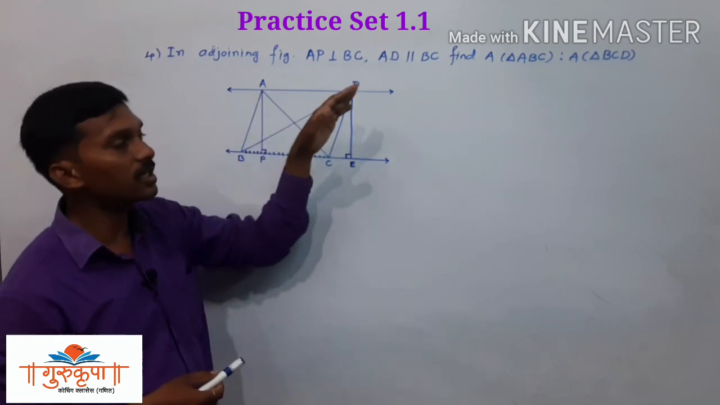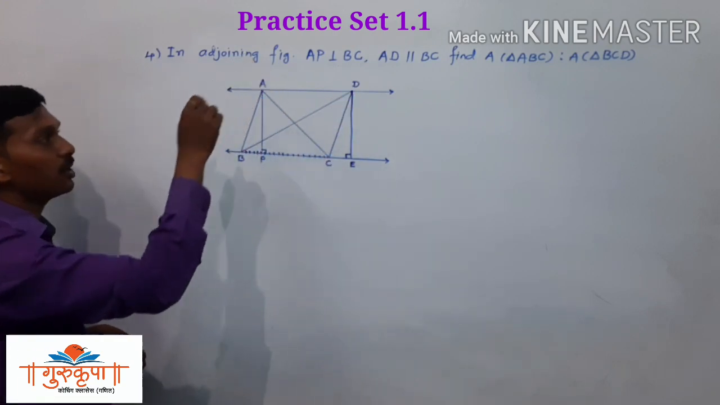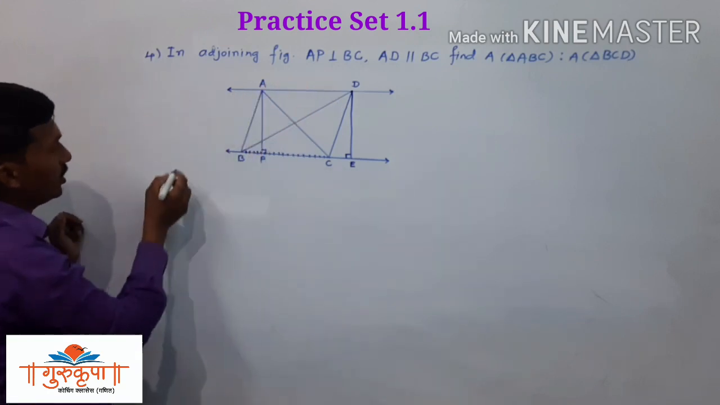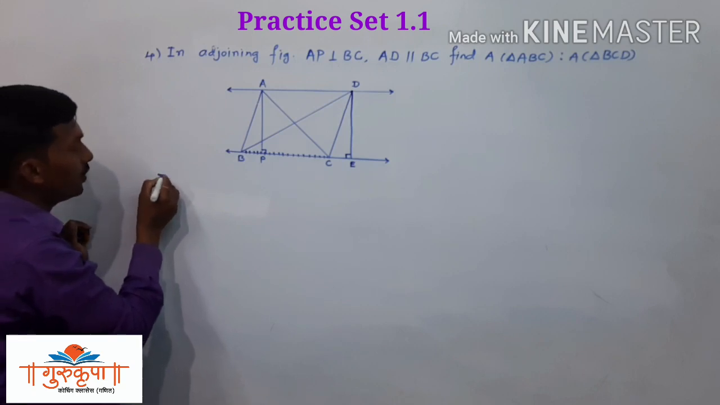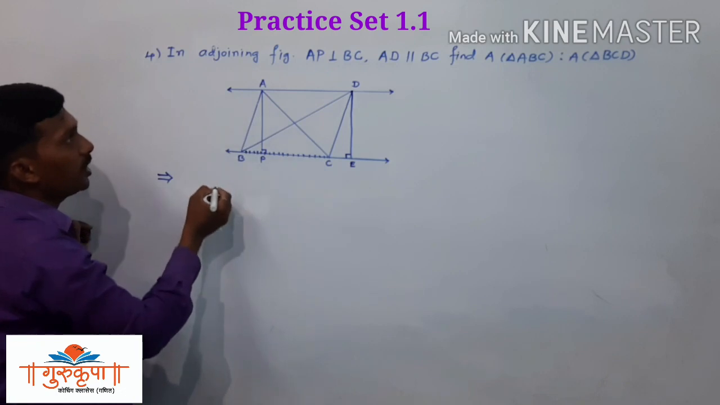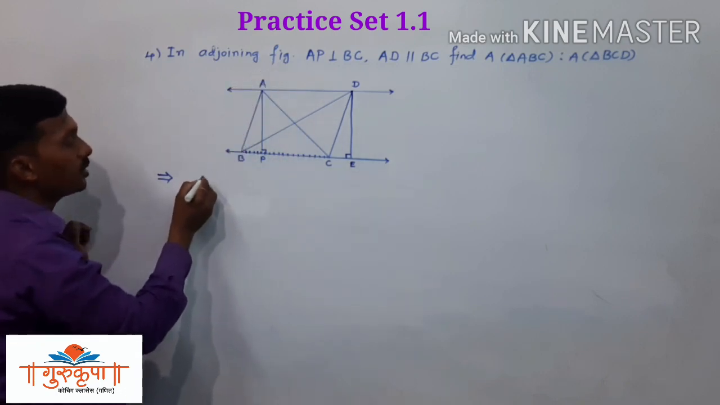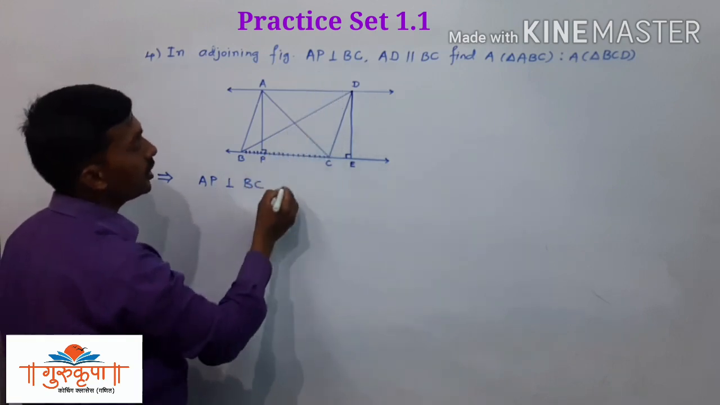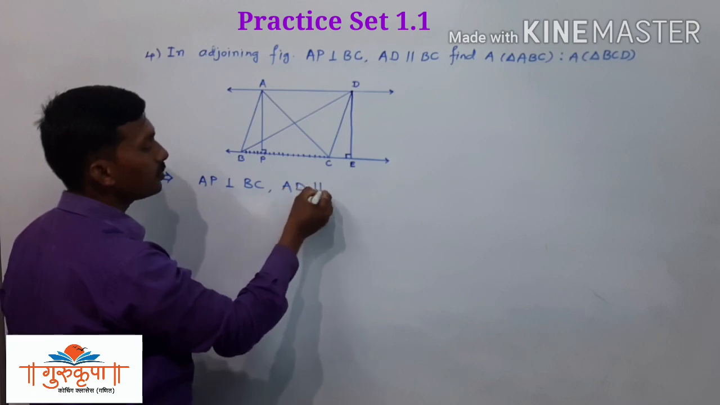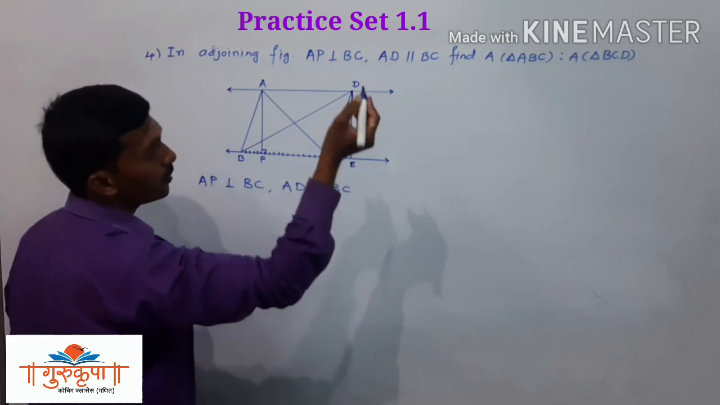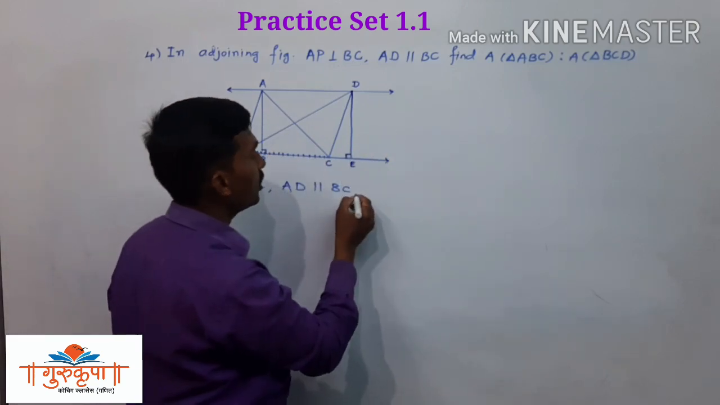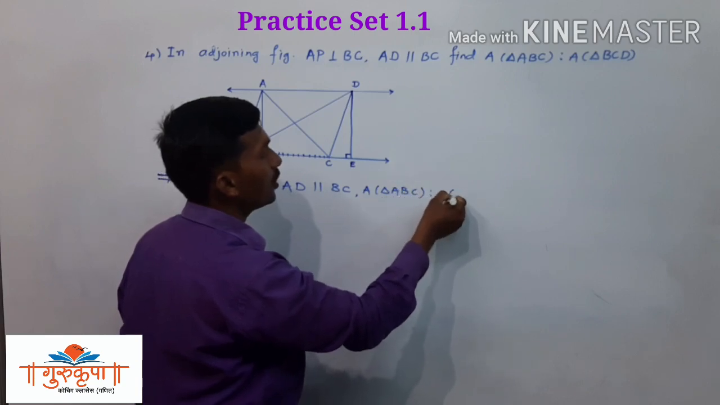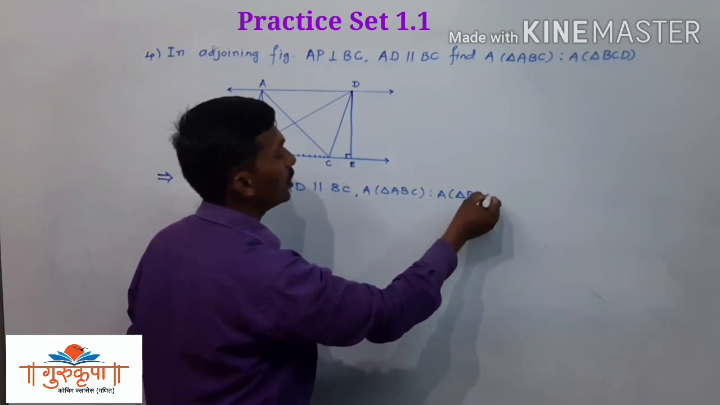Now we just have to write the answer here. We will first write the given information, and then we will find the ratio of the areas of the two given triangles. The given information is AP is perpendicular to BC. It is also given that AD is parallel to BC, and we have to find the area of triangle ABC to the area of triangle BCD. Area of triangle ABC is to area of triangle BCD.